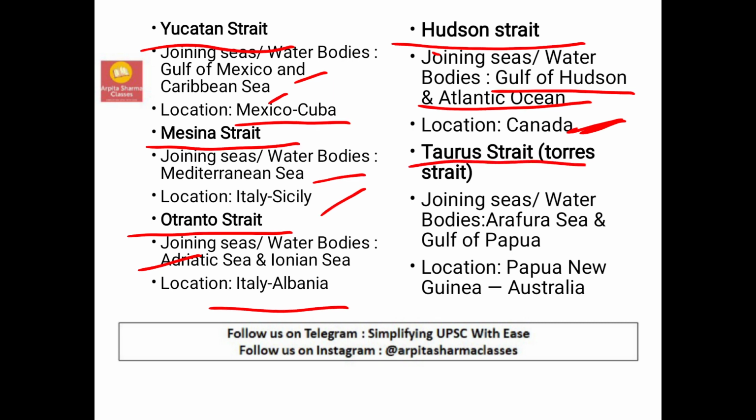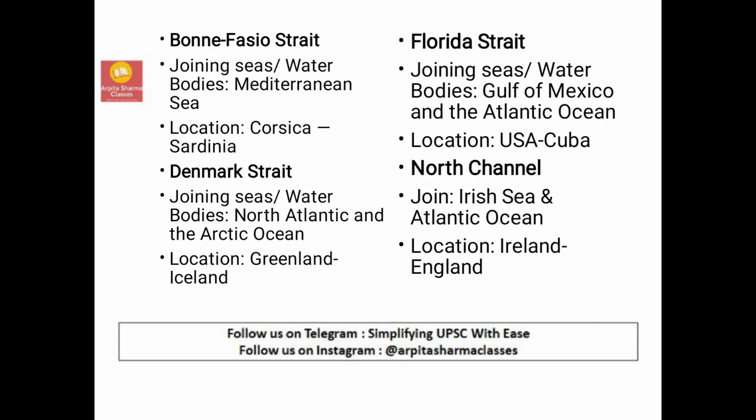Torres Strait. It is going to join Arafura Sea and the Gulf of Papua. It is located near Papua New Guinea, that is Australia. Torres Strait. Next is Bonifacio Strait. It is going to join the Mediterranean Sea. The location is Corsica, Sardinia.